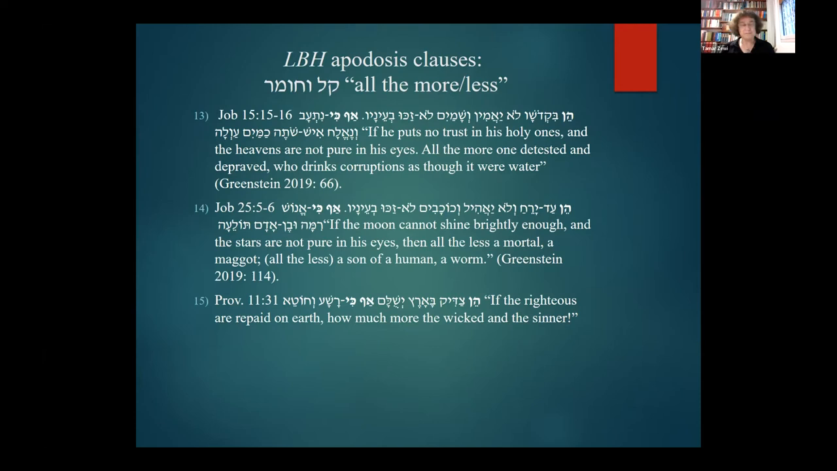And fourteen, Job 25:5-6, הן עד ירח ולא יאהיל, וכוכבים לא זכו בעיניו, אף כי אנוש רמה ובן אדם תולעה. If the moon cannot shine brightly enough, and the stars are not pure in his eyes, then all the less a mortal, a maggot, all the less a son of a human, a worm.